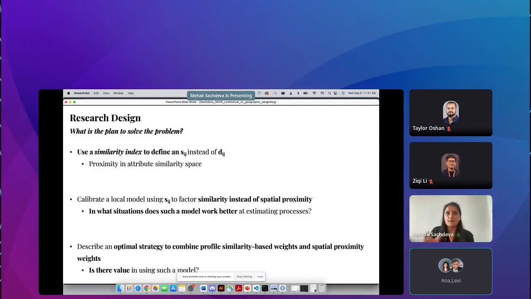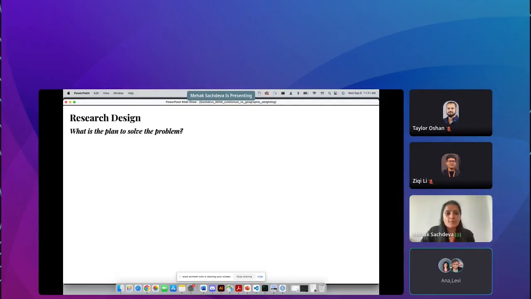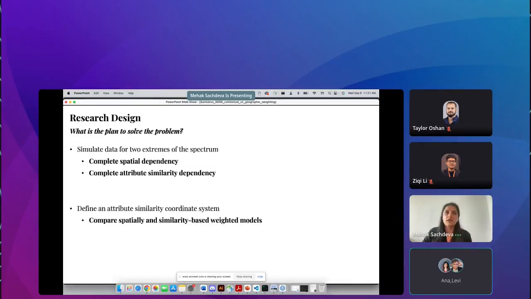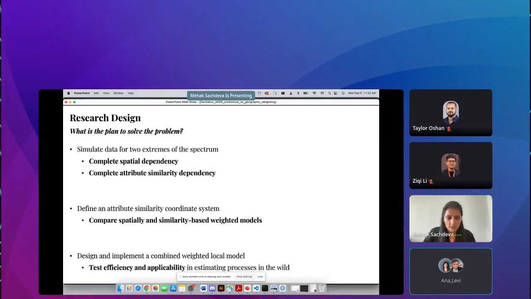And ideally combine these two weighting matrices to see whether that model outperforms the one that we are using more commonly, which is the spatial proximity weights. So initially, I did some simulation experiments where I took two contrasting scenarios. One was where the processes were completely spatially dependent, and one where there was complete attribute similarity dependence. Using those simulation experiments, it was clear that the profile-based similarity index worked better in scenario 2, and the spatial dependence based spatial weighting matrix worked better in scenario 1.